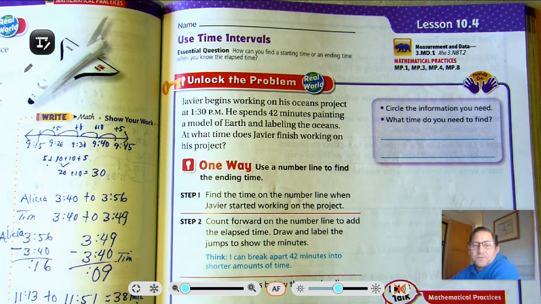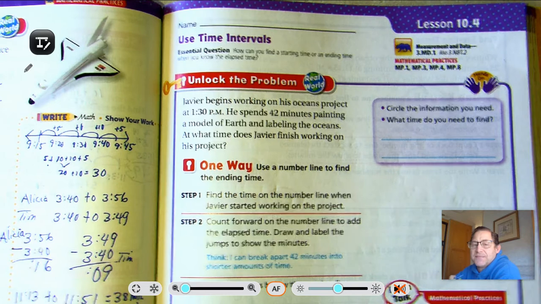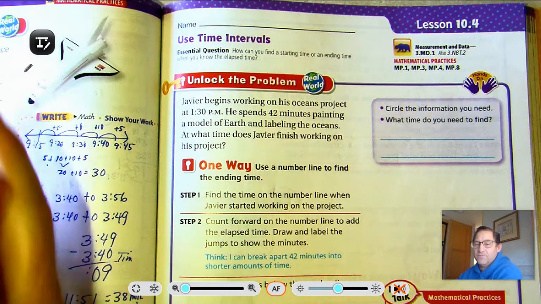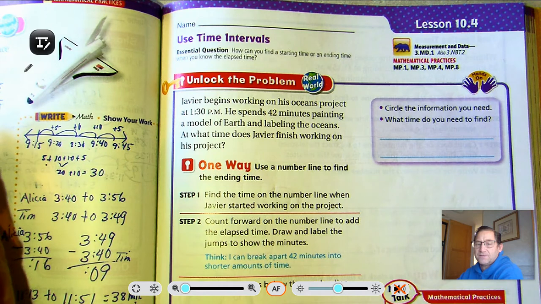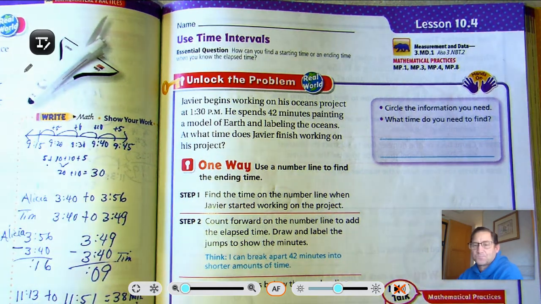We're going to continue with lesson 10.4 today, Use Time Intervals. Our essential question we need to answer by the end of our lesson is how can you find a starting time or an ending time when you know the elapsed time? From our lesson yesterday, we learned that elapsed time is the amount of time that has passed from the start of an activity to the end of the activity.